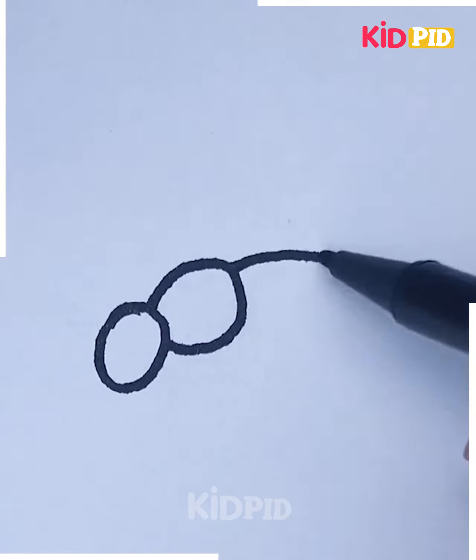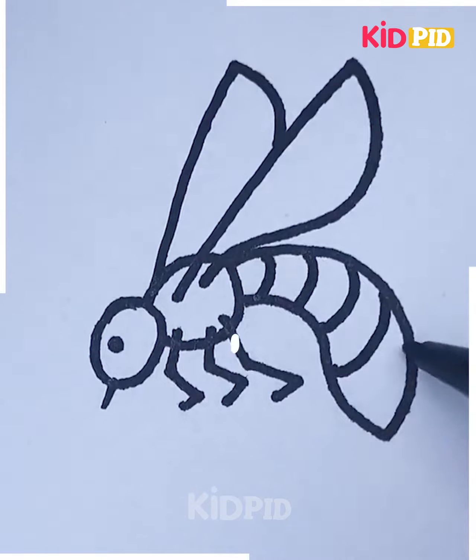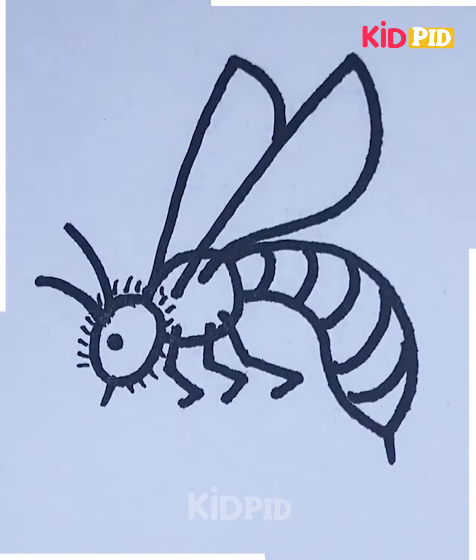Here we will draw a dragonfly. Dragonfly is an insect, a flying insect.